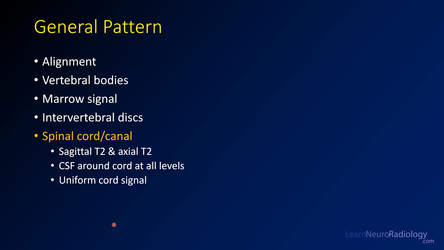The next thing I'd like for you to take a look at is the spinal cord and canal. The sagittal T2 and the axial T2 are the best ways to look at this. What you want to see is CSF around the cord at all levels, and you want to see uniform cord signal, so you don't want to see patchy areas of cord signal abnormality.